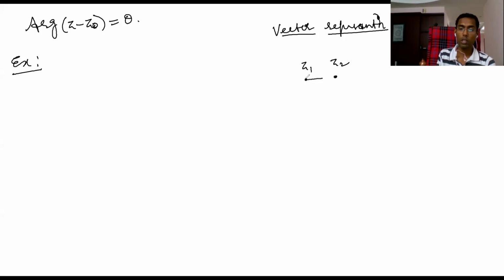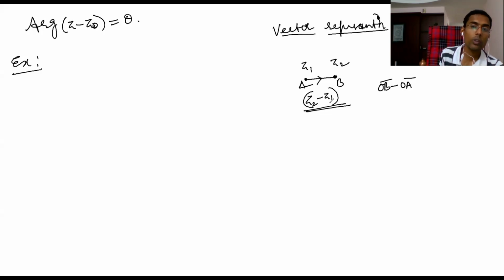Now if I am just joining z1 z2 by a line segment, then this is called the z1 z2 vector, or you can write z2 minus z1, like OB minus OA, where this is A and this is B. So this vector form z2 minus z1 is a vector. Here, z minus z1 is also a vector. Anyway, I will show you what the meaning of this is.